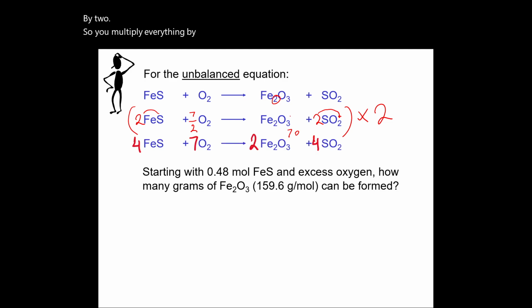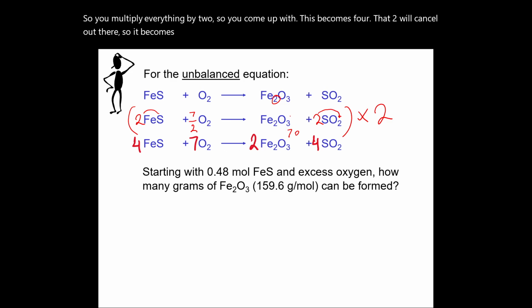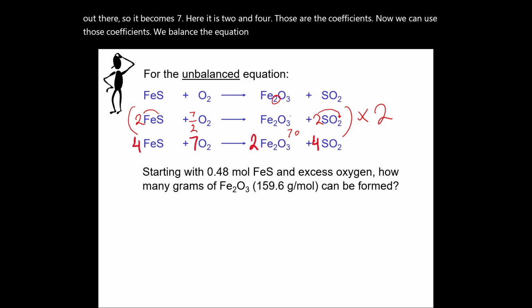So this becomes 4. That 2 will cancel out that, so it becomes 7. Here it is 2 and 4. Those are the coefficients. Now we can use those coefficients. We balance the equation, and you can solve the problem.